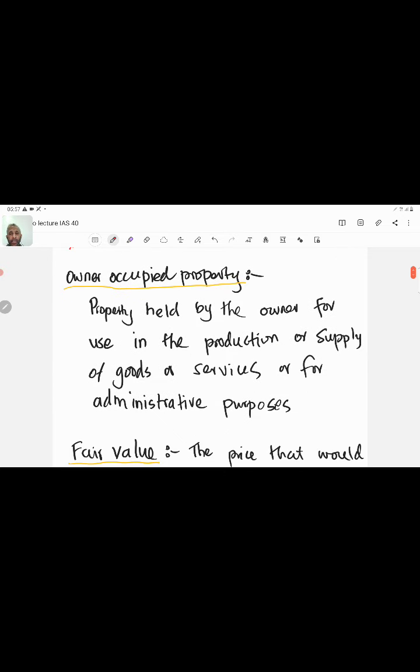Now, there is a type of property known as owner-occupied property. That is property held by the owner for use in the production or supply of goods or services or for administrative purposes. The moment the owner reserves and separates a portion of the building or the property for his personal purpose, that becomes owner-occupied property.